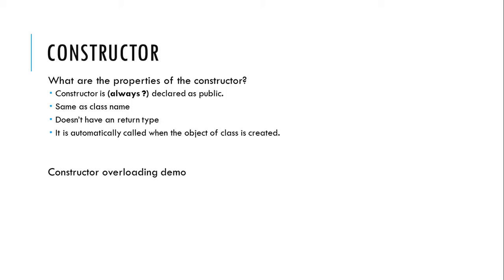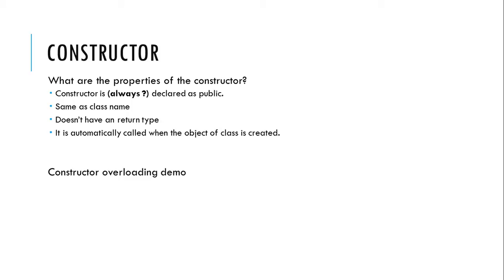Just remember four properties. The first one is constructor is always, then I have put a question mark. Forget that for now. We'll first list down all the properties. The constructor is declared in public section. Then constructor name is the same as the class name. It does not have any return type, and constructor is automatically called when the object of class is created. So these are the four properties of constructor. Did you understand? I don't think so. Okay, let's check the example.